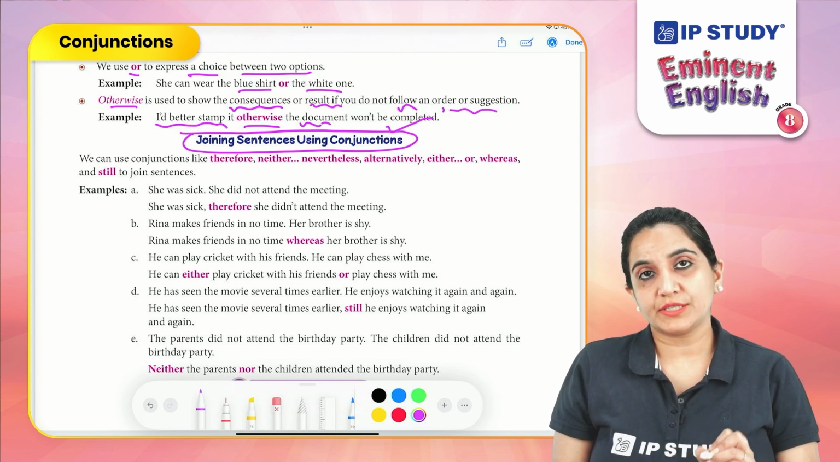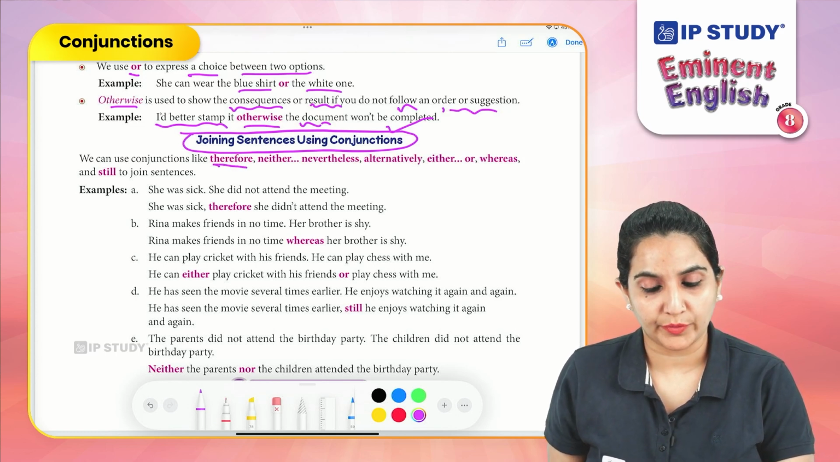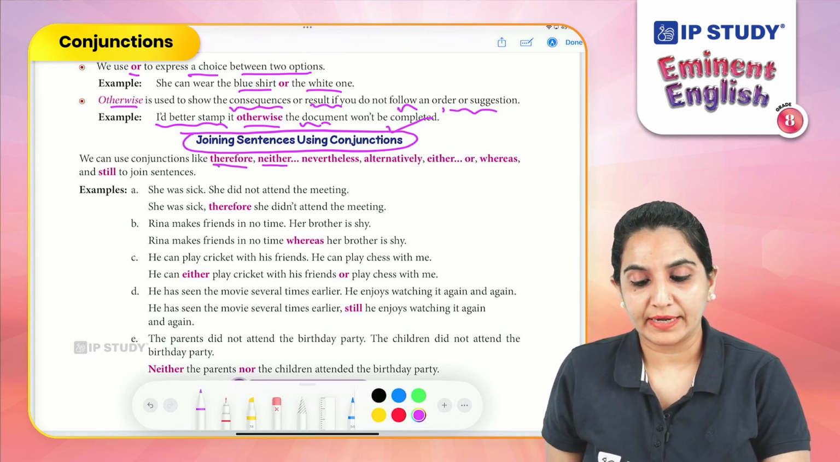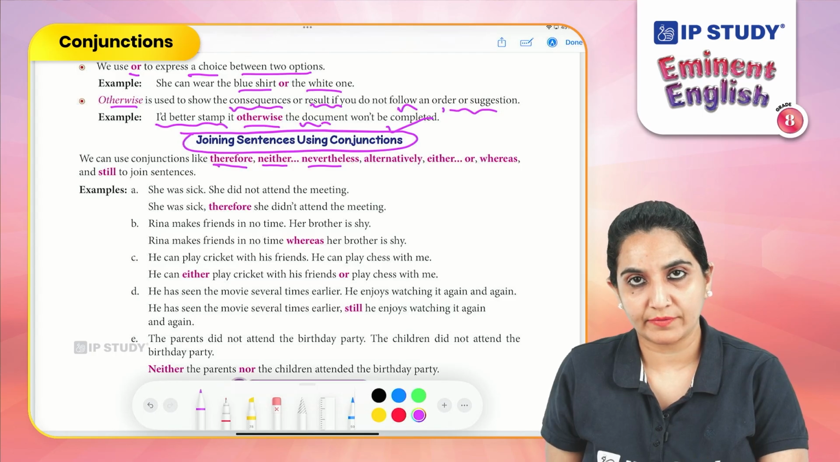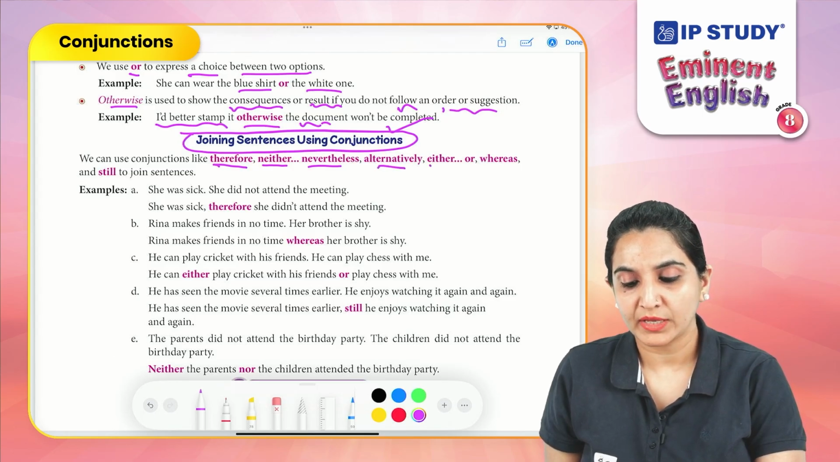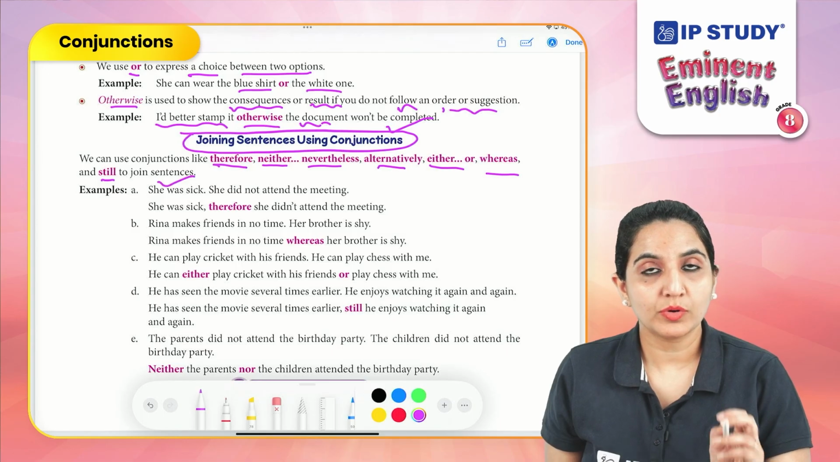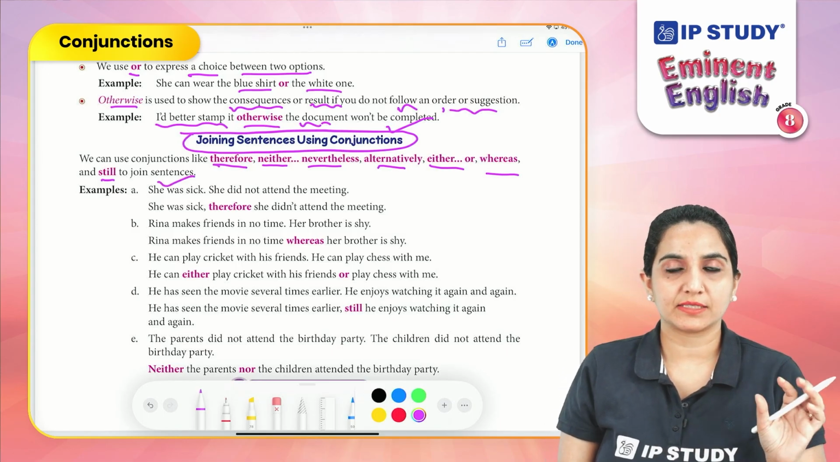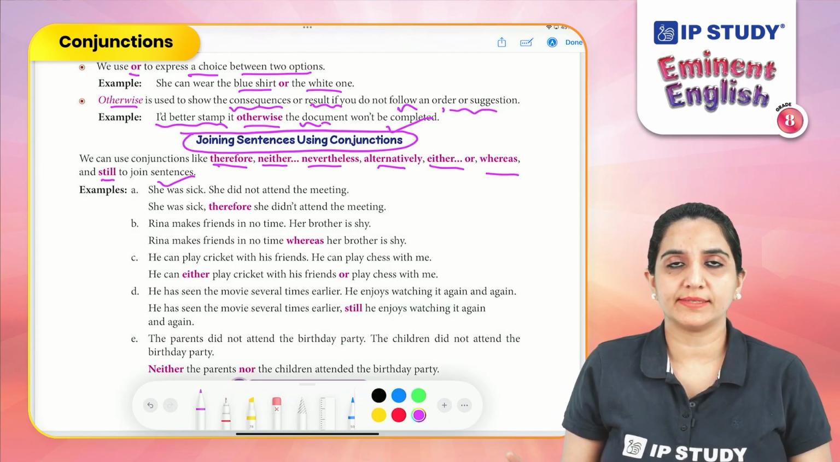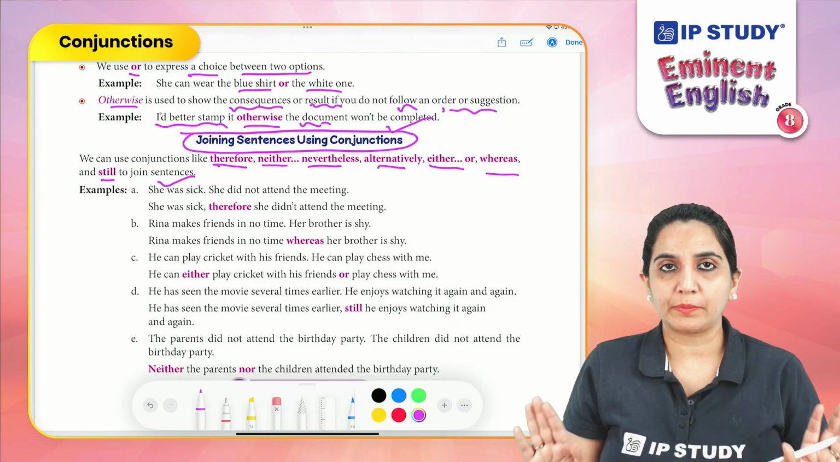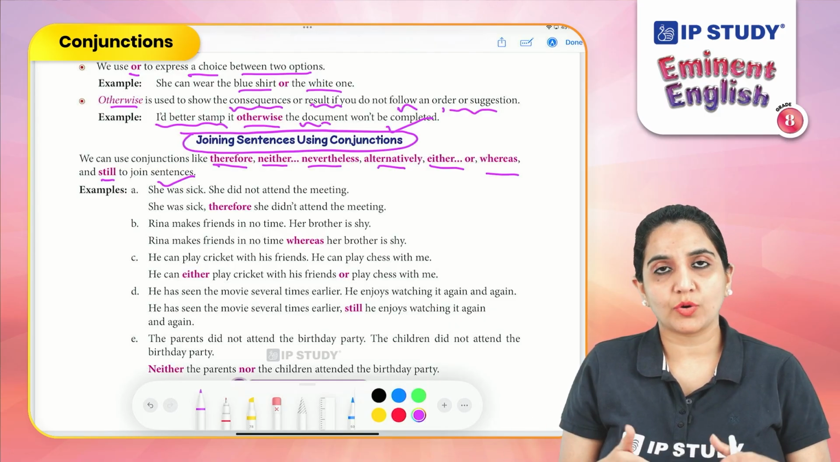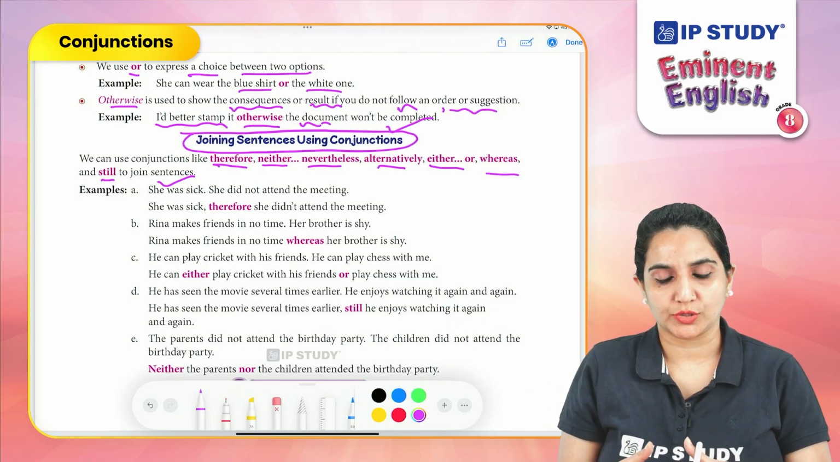We can use conjunctions like therefore, neither nor, nevertheless, alternatively, either or, whereas, and still to join two sentences, two different sentences. That means they are two simple sentences. They're meaningful, they're independent on their own, and we join them. So we use these conjunctions.